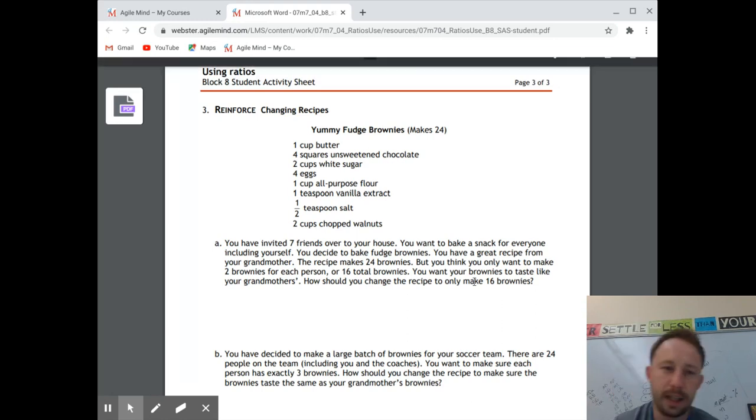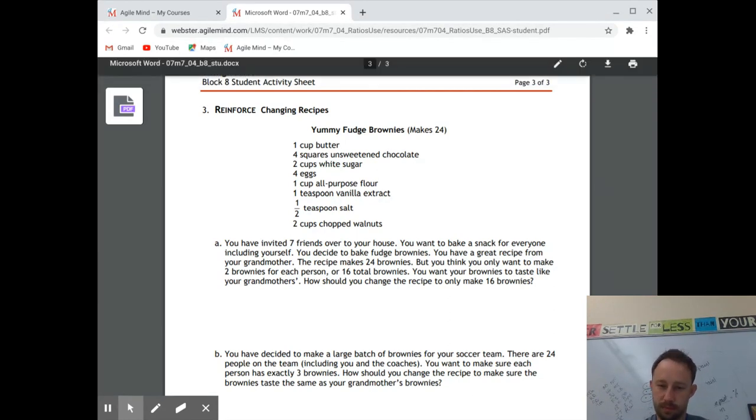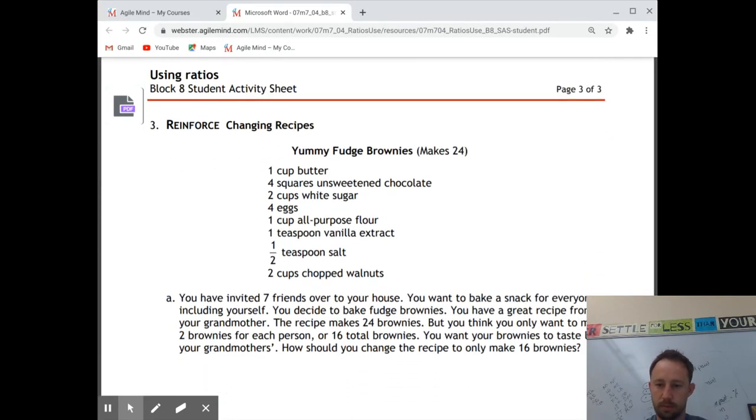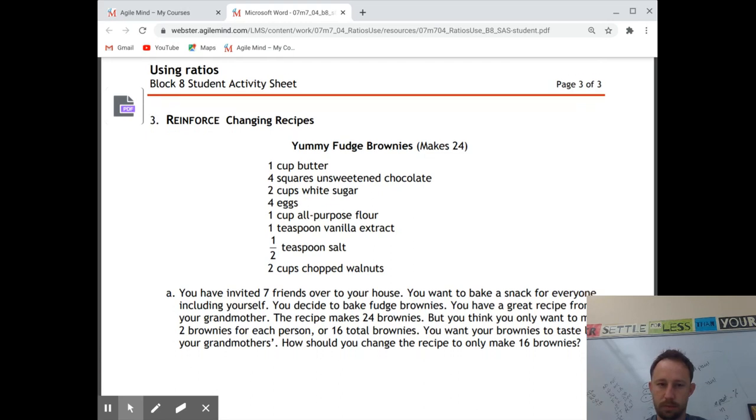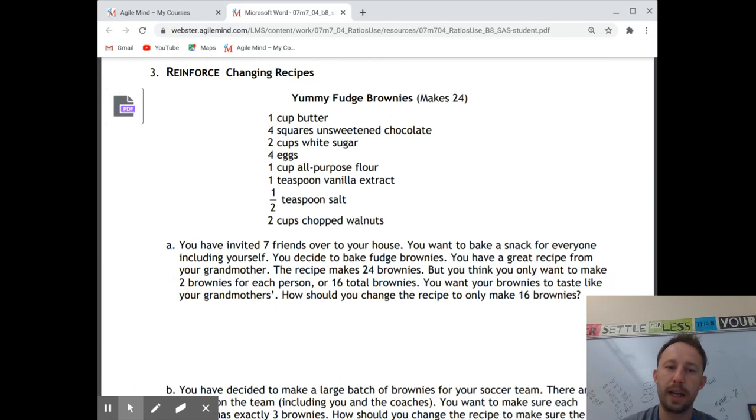Let's see who hasn't read for me today. Roy Kia, tell us about these yummy fudge brownies. You want me to read measurements too? Yeah, if you don't mind, that'd be great. And then I want you to read part A.